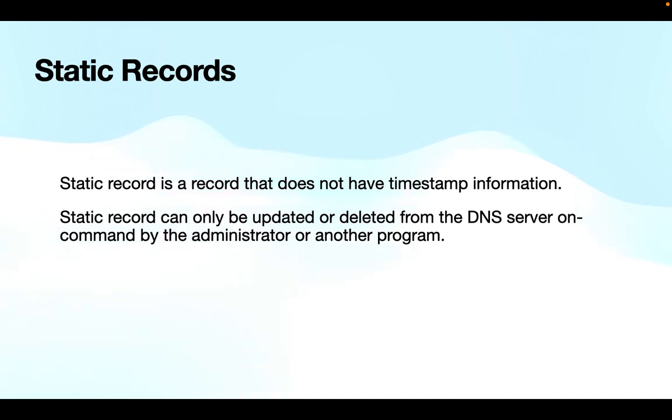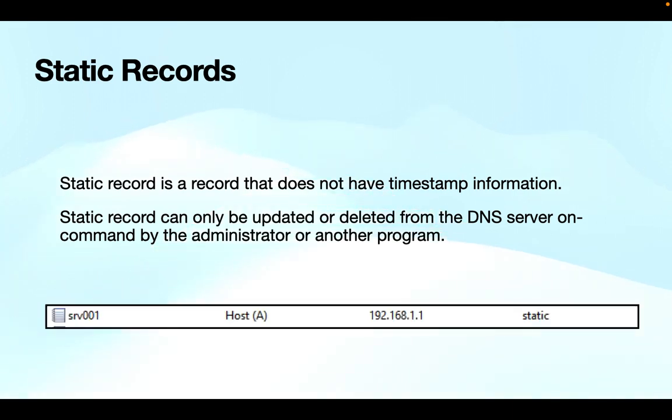Whenever you create a record or register a host A record in a DNS, at that time the timestamp information will be updated in the DNS record. But in a static record, there won't be timestamp information. Instead of that, there will be the word static mentioned, which indicates this record is static.